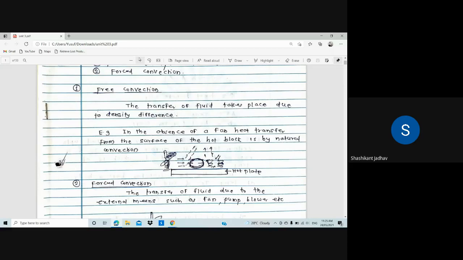Okay, then write down the second type, forced convection. Write down the definition of the forced convection.